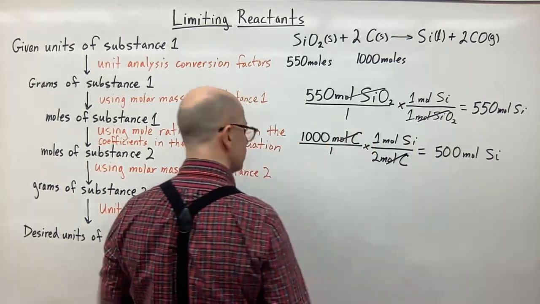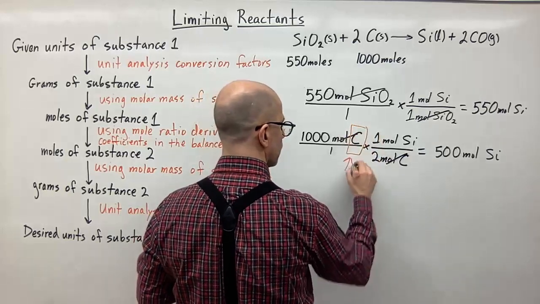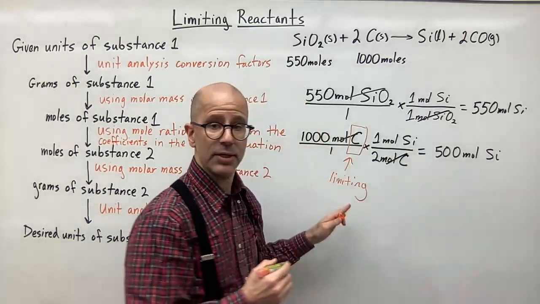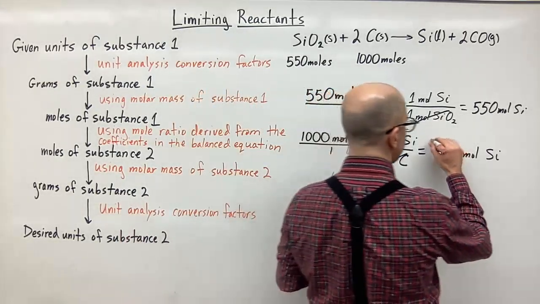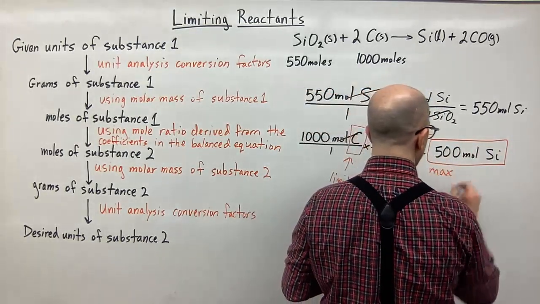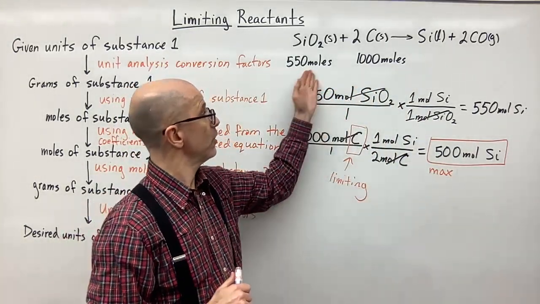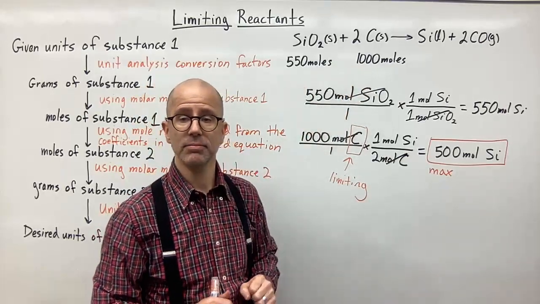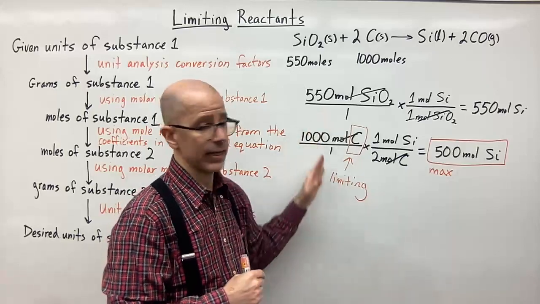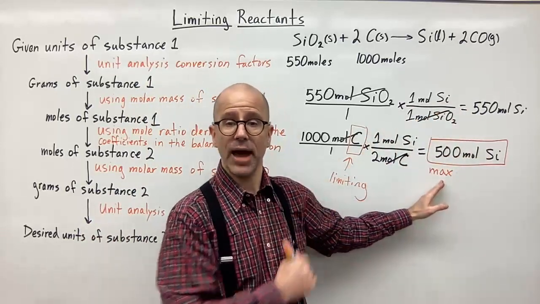Let me use a different color. So this would be limiting. And if this is my limiting reactant, then this tells me that this is the maximum amount that I could produce. I can't produce any more than that given these amounts of reactant. And that, ladies and gentlemen, is how you figure out what your limiting reactant is and how much you're able to make given that amount.